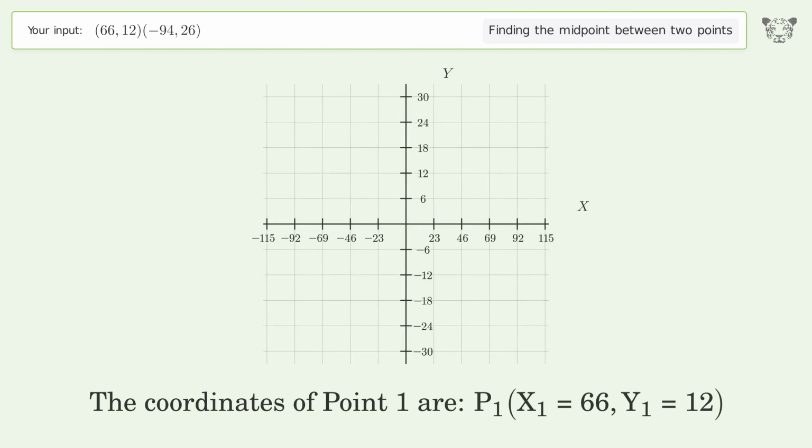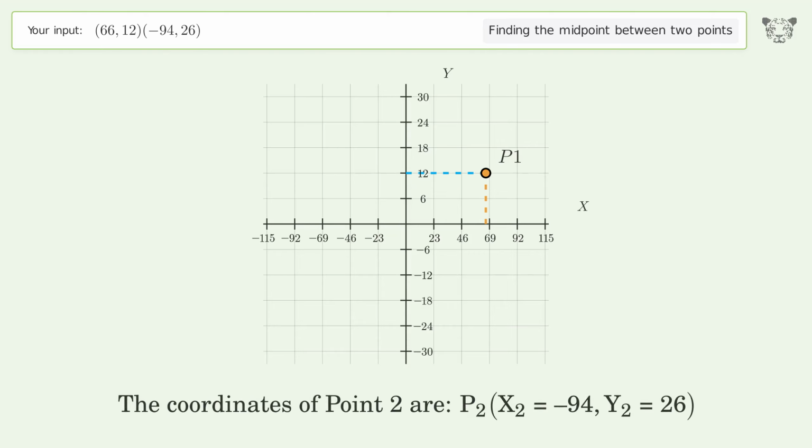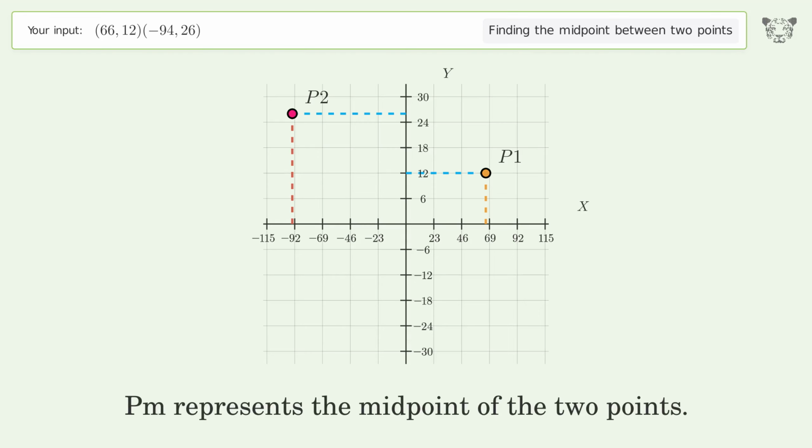The coordinates of point 1 are x1 equals 66, y1 equals 12. The coordinates of point 2 are x2 equals negative 94, y2 equals 26. PM represents the midpoint of the 2 points.